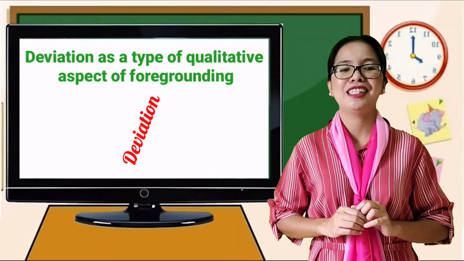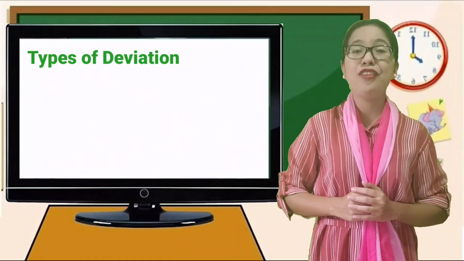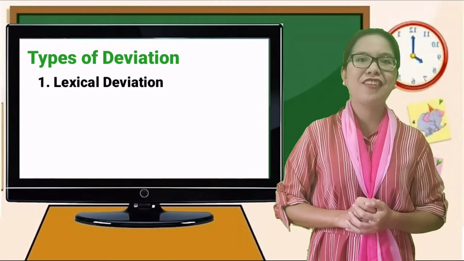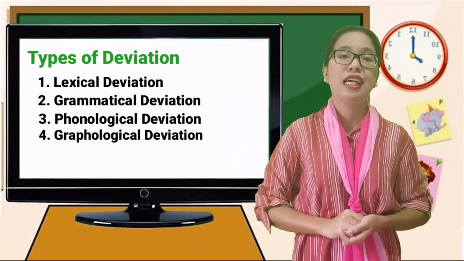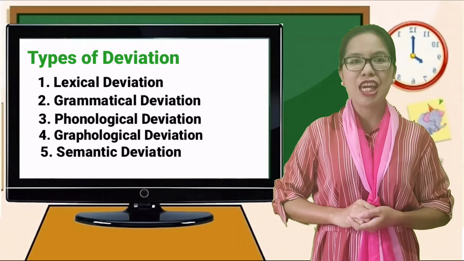There are various types of deviation. These are lexical deviation, grammatical deviation, phonological deviation, graphological deviation, semantic deviation, and dialectal deviation.